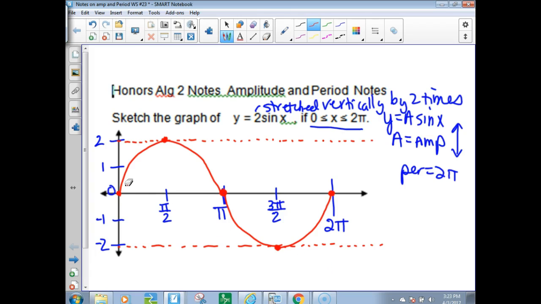Okay, so the first one, 0, 0. Second one is pi over 2, 2. The third one is pi, 0. The fourth is 3 pi over 2, -2. And the last one is 2 pi, 0.